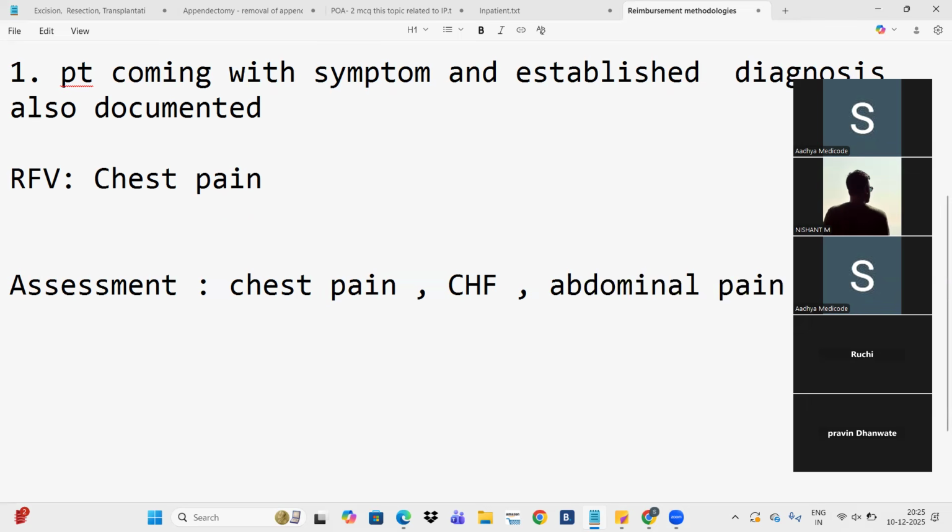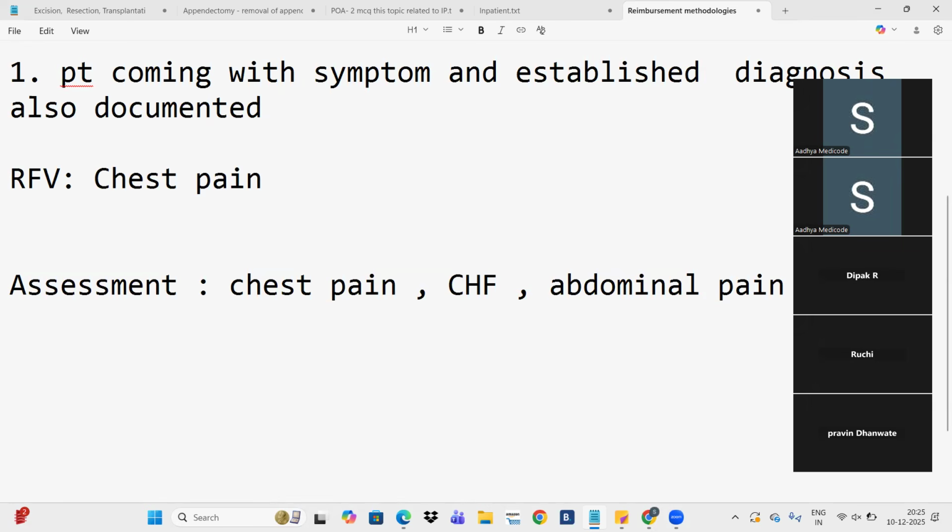Clear? We need to code the abdominal pain also here. What is the PDX? Chest pain is a symptom. CHF is PDX, abdominal pain is SDX. That's it.